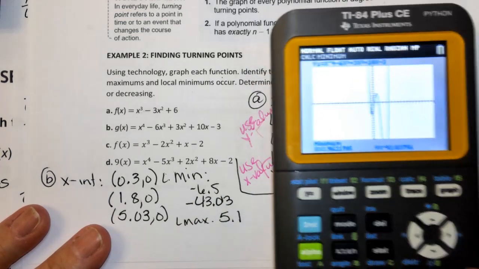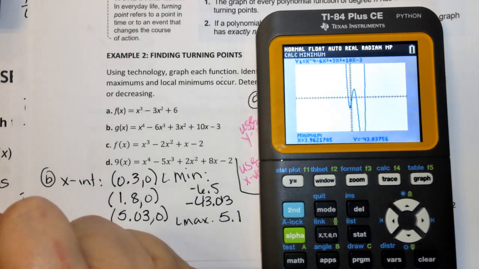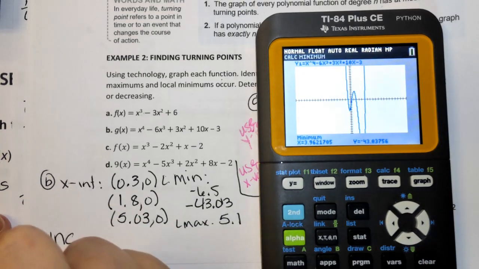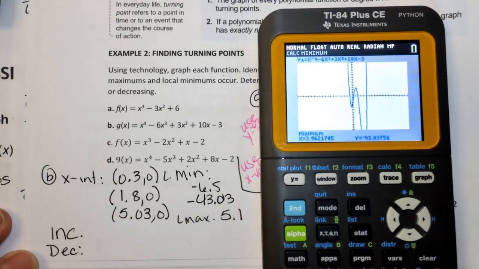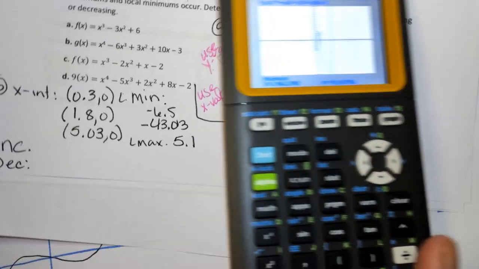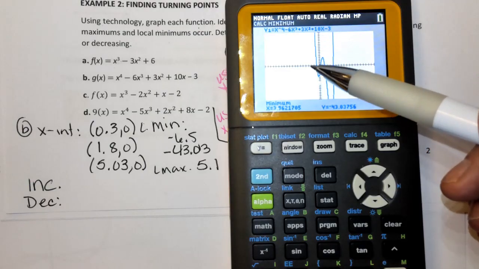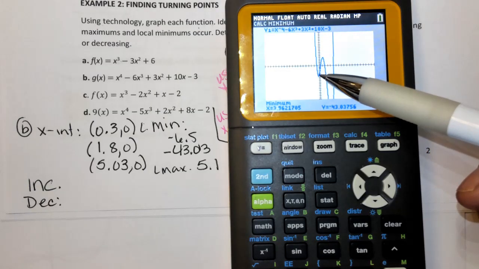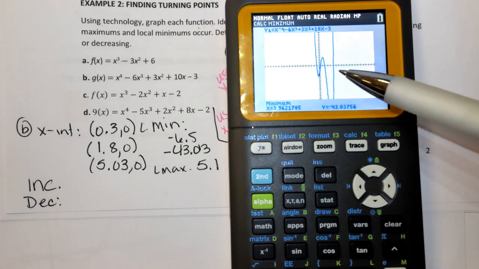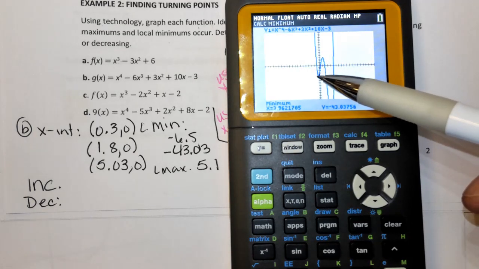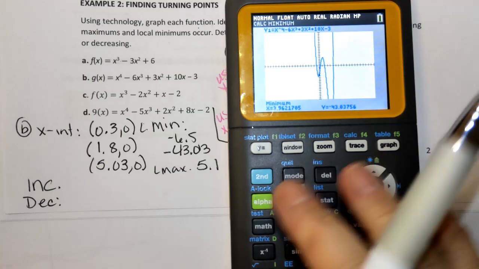What else do they want? Increasing and decreasing. So when does our graph increase and when does it decrease? All right, so we're looking at the same thing. So what does our graph start off doing? It starts off decreasing until it hits this minimum point. So I should have written the x value down because now we need this x value. Okay, we can do that real quick.